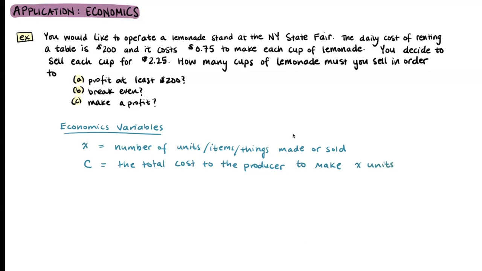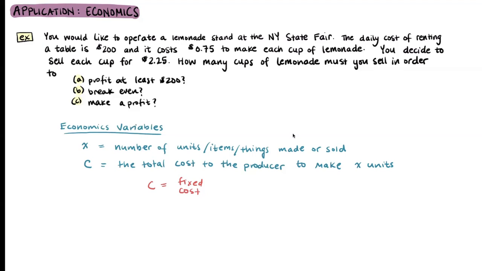Okay, we have a formula or a way sometimes that we can think about the total cost. So in most cases, the cost can be thought of as a fixed cost, something that doesn't depend on how many items are made or sold. For example, our $200, right? You rent the table, no matter how many cups of lemonade you sell, whether it's 1 or 1,000, you just pay that $200. It does not depend on the number of cups that you sell.